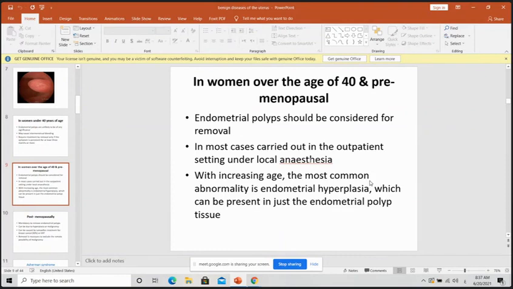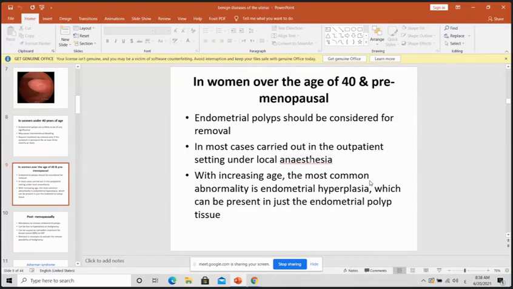Therefore, removal here is important, and it is a better option than conservative management. And you have to know that the hyperplasia here may be confined to the polyp, to the endometrial polyp tissue itself. Removal can be done in an outpatient setting, that is to say, there is no need for hospitalization and admission to the hospital, because it can be done under local anesthesia.